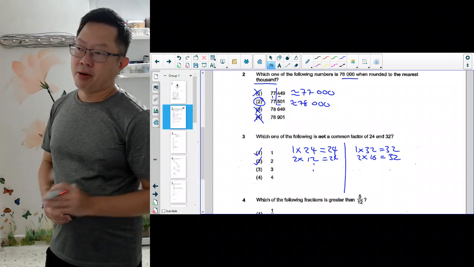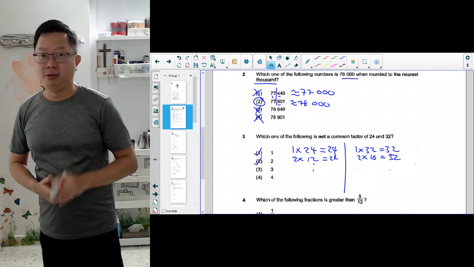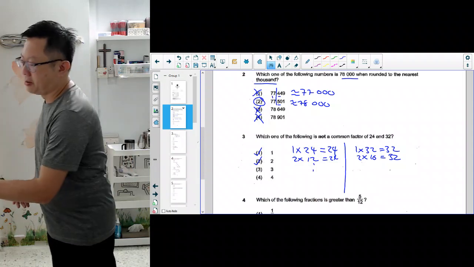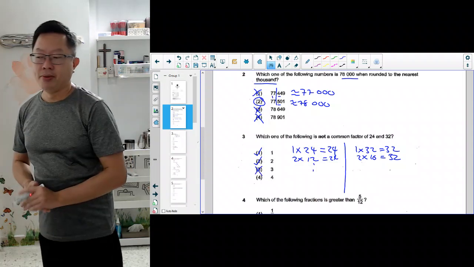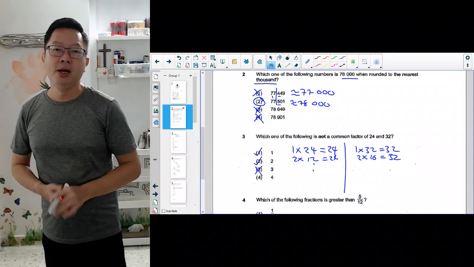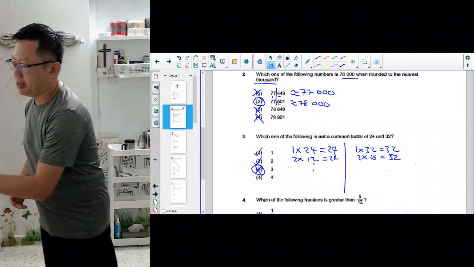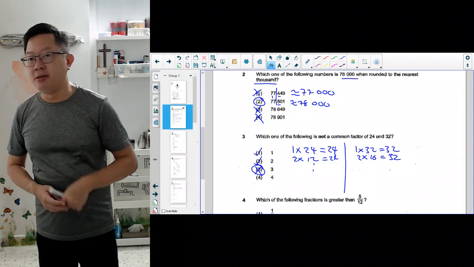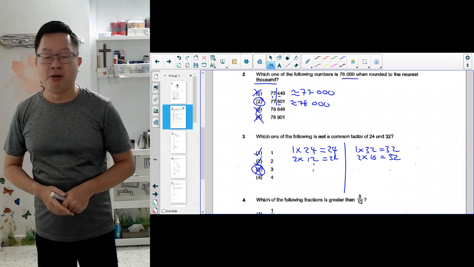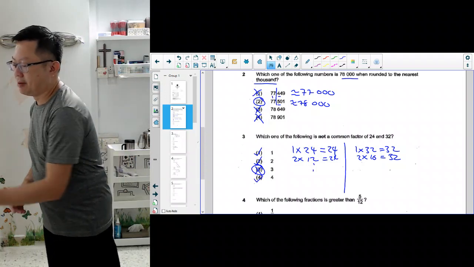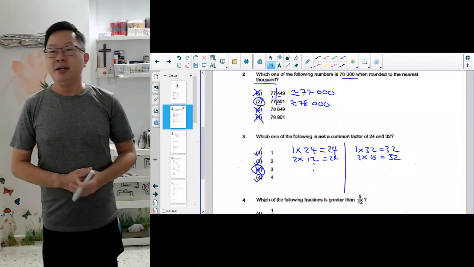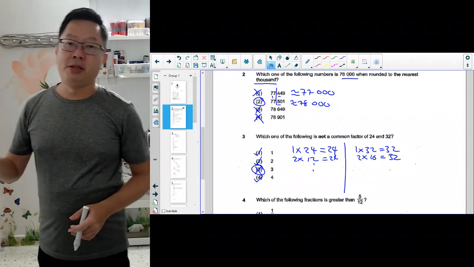Can 24 divide by 3? Can. Can 32 divide by 3? Cannot. So 3 is not a common factor because 32 cannot divide by 3. When you cannot divide, it is not a factor. So the answer will be number 3. And if you look at number 4, 24 can divide by 4, and 32 can also divide by 4. So 4 is a common factor. So this is a shortcut. What it means is that you don't want to write too many factors like this.